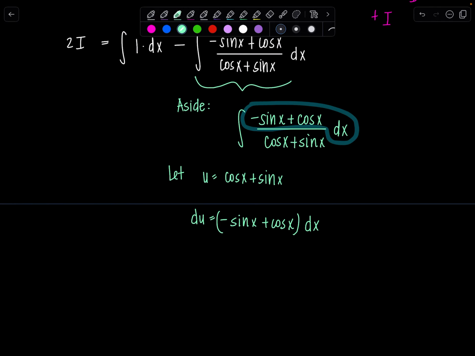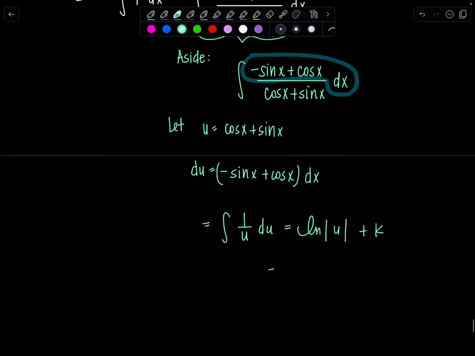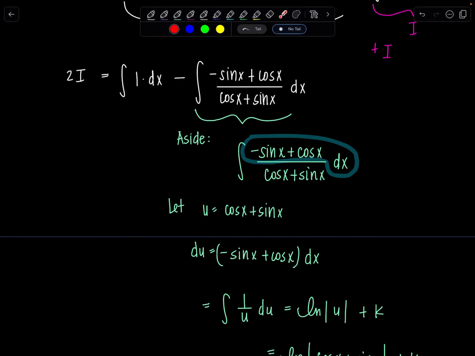Fabulous. So then now I have integral 1 over u du, which is going to be ln absolute value of u. I'm going to write plus k because I want to save plus c for the grand finale of the original problem. This is my little aside moment. So then this is natural log absolute value cosine of x plus sine of x plus k. So then now I can go back to my original problem and substitute this in as the antiderivative for this entire term here. Let me just copy this down below.